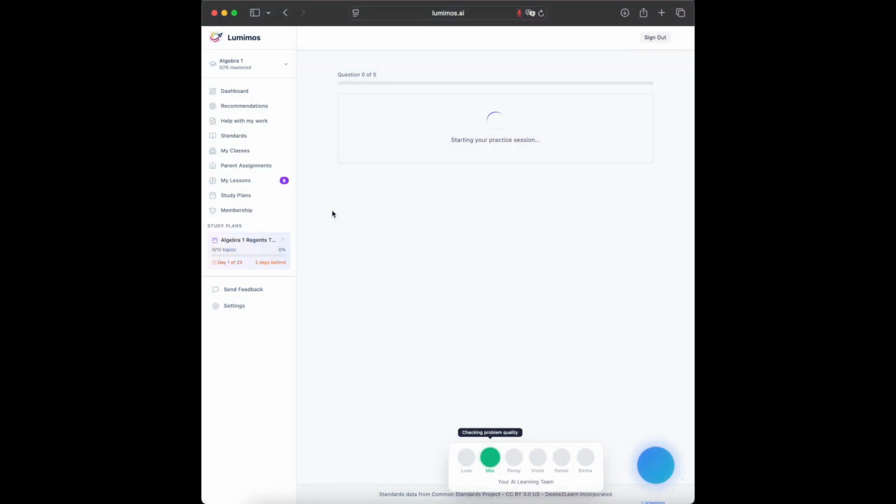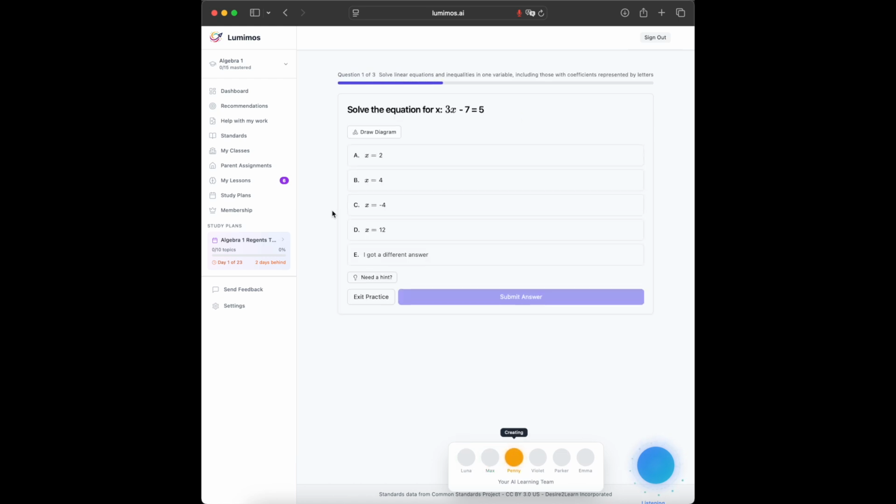What makes Lumi special is that it doesn't just give you answers. Lumi will work through problems with you, step by step. You can ask questions at any point, request hints, or even explore related concepts. Let me show you. Lumi, can you see the problem I'm working on?